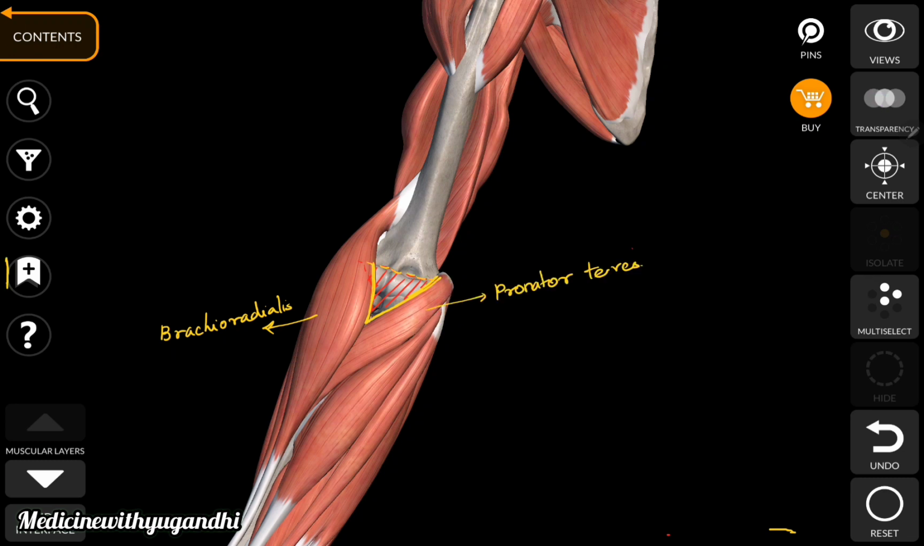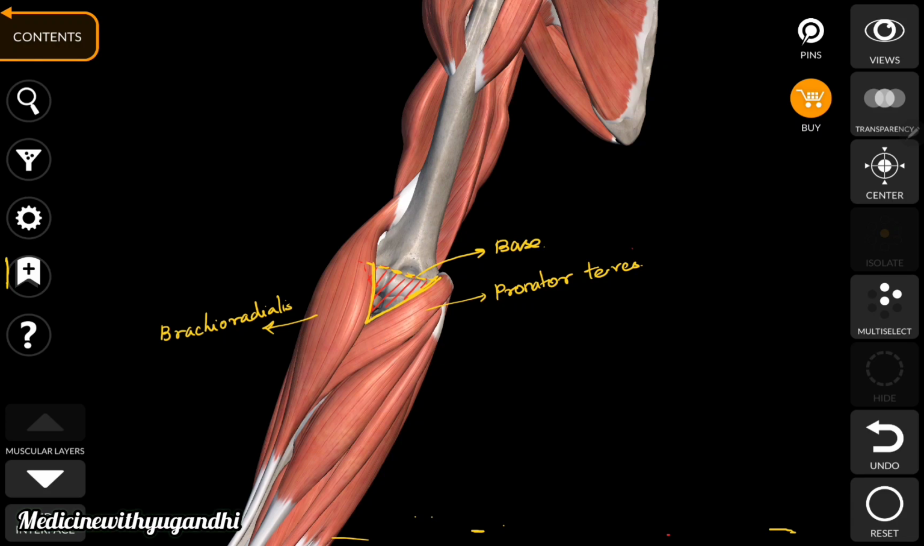Then coming to the base. Actually, the base is formed by the imaginary line joining the two epicondyles of the humerus, that is the medial epicondyle and the lateral epicondyle. The imaginary line joining the lateral epicondyle with the medial epicondyle forms the base of the cubital fossa.